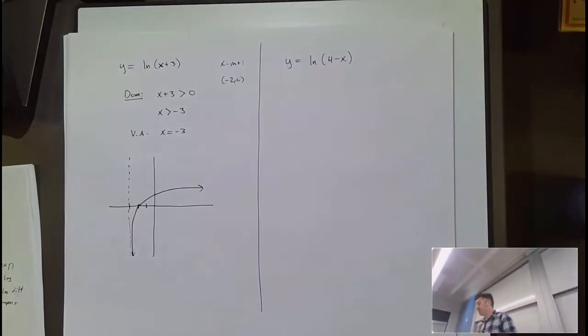And to be honest, this is always the kind of combination of a shift and a reflection that throws me off. I'm always like, oh, do I shift left? Do I shift right? I know I'm going to reflect it. Here's what I would really say. Again, let's look at the domain. The domain is the easiest way to figure out how the natural log graph looks.